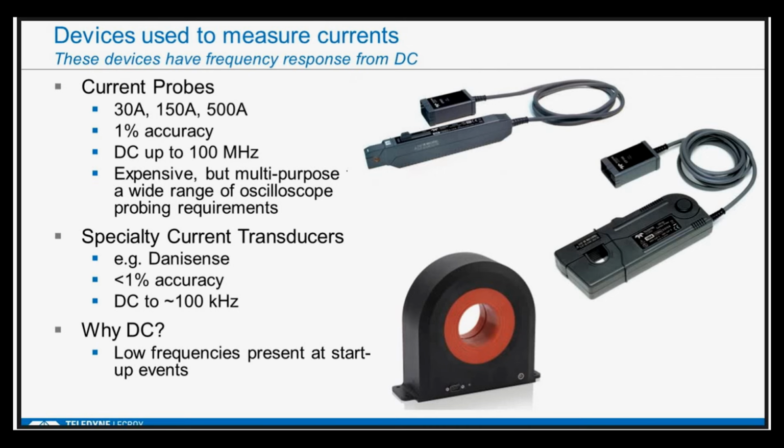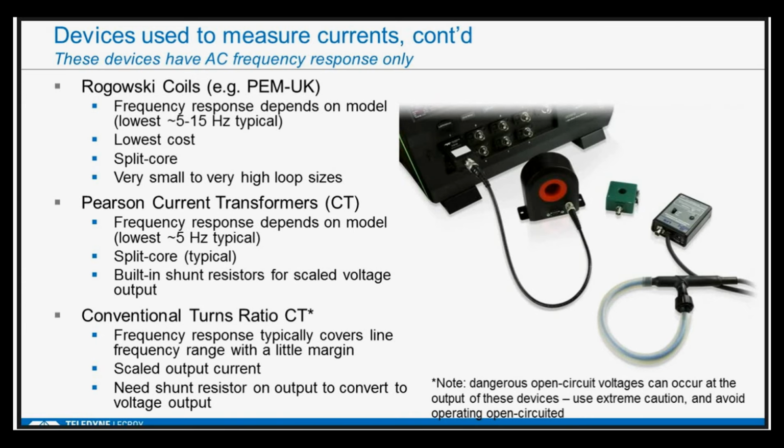A lot of companies, a lot of engineers want to know what the DC performance is to measure startup events, for instance. If you don't care about DC, you just care about AC, then there's more choices. You can use a Rogowski coil, like from PEM UK, or a Pearson CT, or a conventional turns ratio CT as well. And they have different levels and types of performance. They generally cost less and they work fine as long as you stay within their rated operating characteristics.